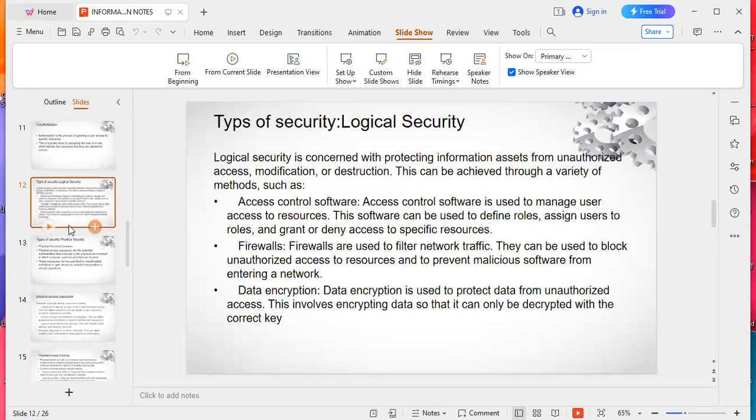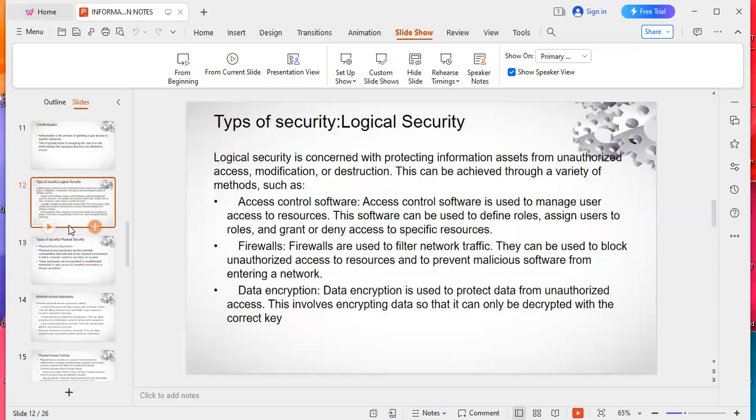Now, another type of security, again at the logical level, is called logical security. This is concerned with protecting assets from unauthorized access, unauthorized modification, or destruction of assets. This can be achieved through methods such as access control software. This is software that is used to manage user access to resources, whether it's a guest or a host. This software controls the access.